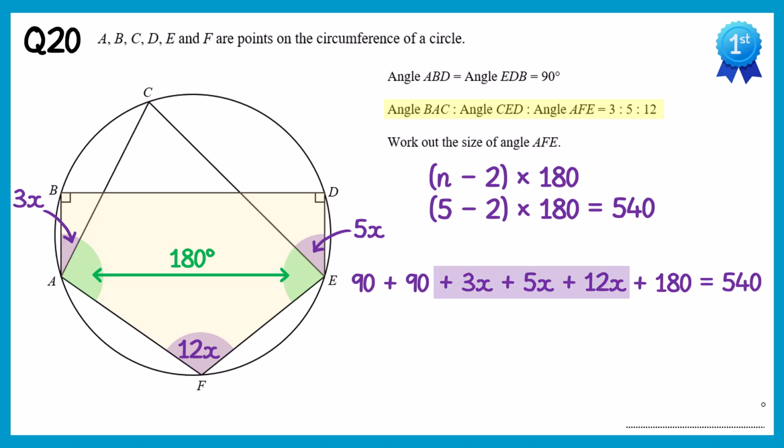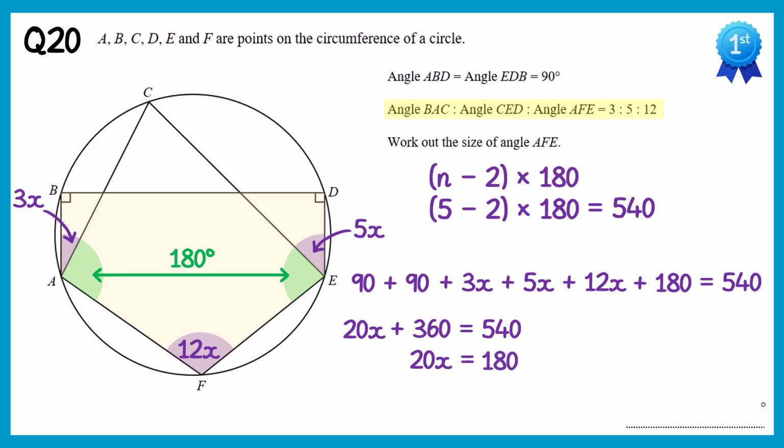If we add together 3x, 5x, and 12x, we get 20x, and if we add 90, 90, and 180, we get 360. And this must equal 540. If we subtract 360 from both sides, on the left we'll get 20x, and on the right we'll get 180. Then divide both sides by 20, and we'll get x is equal to 9. In this question we were asked to work out the size of angle AFE, which we marked here as 12x. Since x is 9, this angle must be 12 lots of 9, and 12 lots of 9 is 108 degrees, and that's the answer to the question.